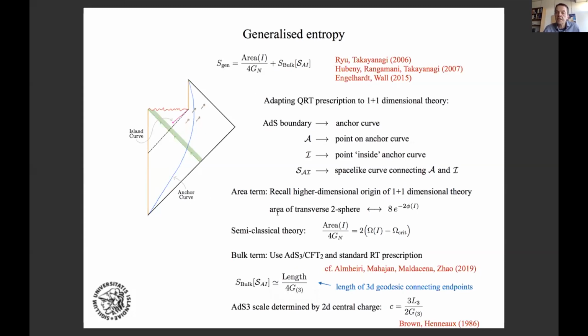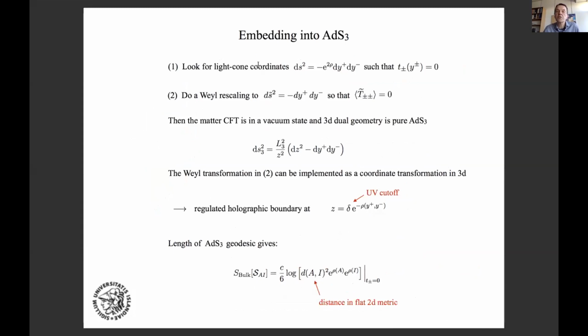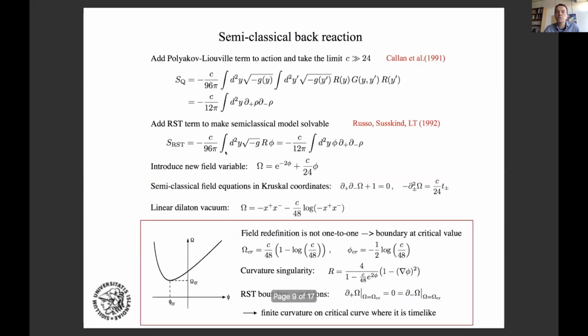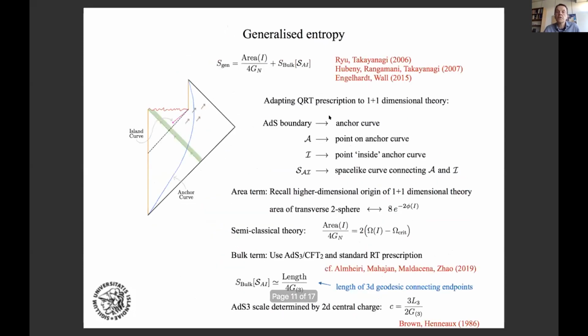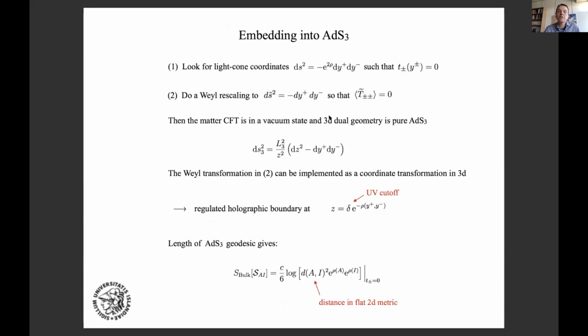is to look for a particular set of light cone coordinates where these T plus and minus functions are equal to 0. And then you do a Weyl rescaling to strip off this conformal factor. And at that point, you're in a flat metric, and you picked a coordinate system where these guys vanish. And then if we go back to our result for the stress tensor, if the rho is 0 and the T is 0, then these guys are 0, and therefore you will have found basically a setup where your matter CFT is in a vacuum state.